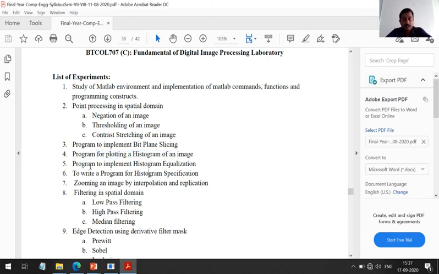Then you try to implement histogram equalization. You just have to implement that formula. You first find out the normalized histogram. And then you try to implement the histogram specification. So till now we have completed 6 practicals.